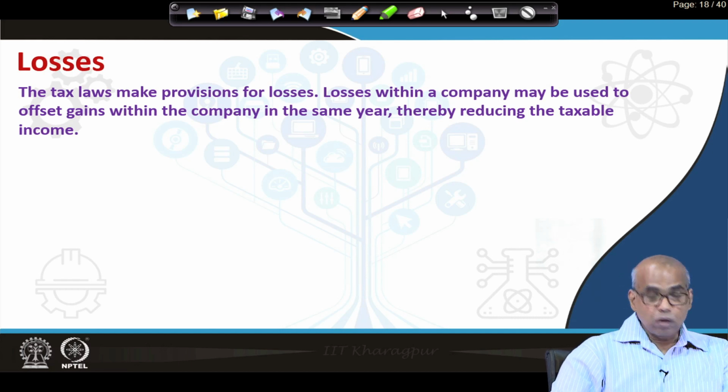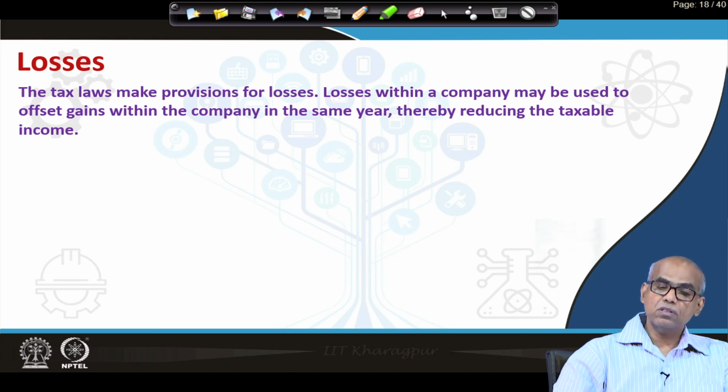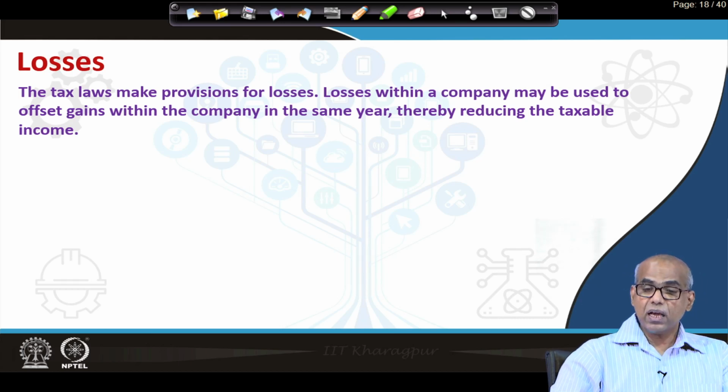Now, your company may not always make profit, your company can incur losses as well. The income tax laws make provisions for losses. Losses within a company may be used to offset gains within the company in the same year, thereby reducing the taxable income. It means, suppose your company makes various products, you have various units. So, in one section you make profit, in other section you make losses. So, the losses within a company may be used to offset gains within the company in the same year, thereby reducing the total taxable income.